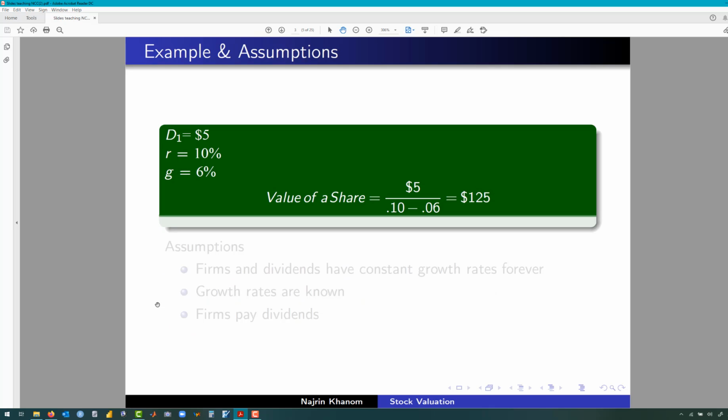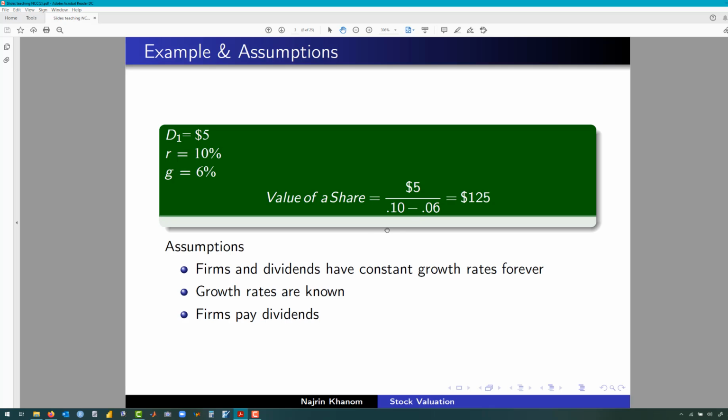Here's an example. If the next dividend is going to be $5, the required rate of return is 10% and the expected perpetual growth rate is 6%, that means from now till infinity, or for a very long period of time, we expect the growth rate to be equal to 6%. Then you can just plug in these three numbers to get the value of the share. Based on this information, the value of this stock is worth $125 per share.